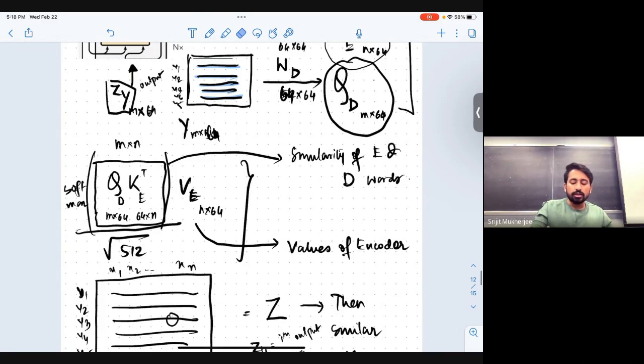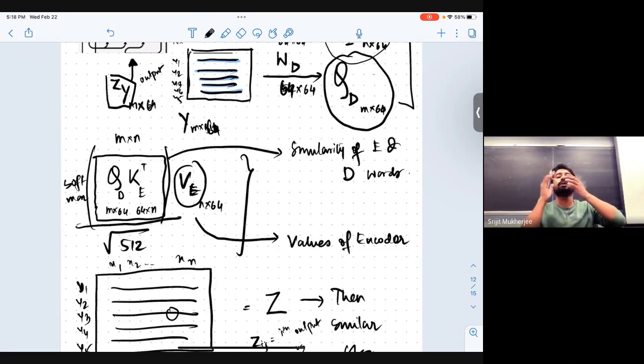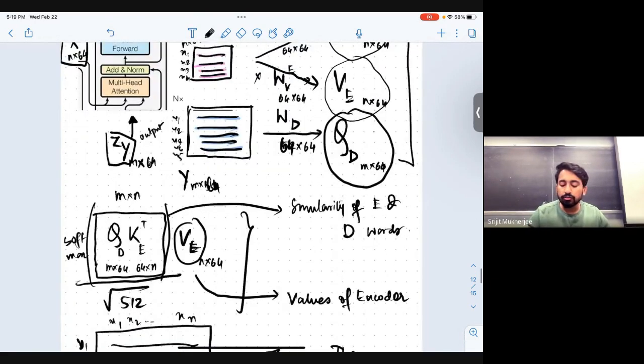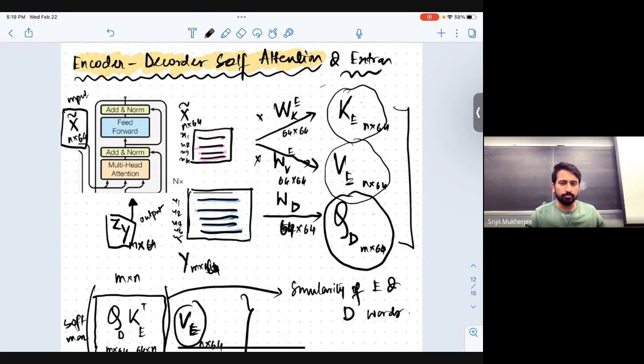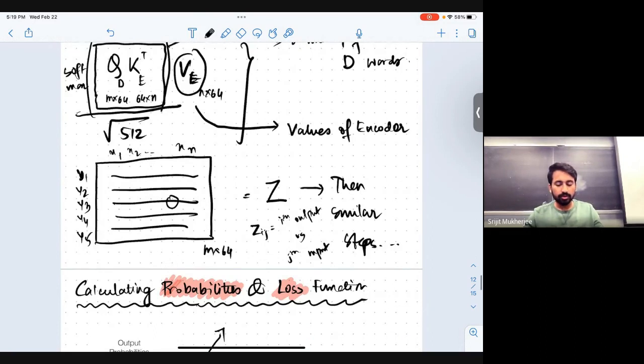This is M cross N, and Z is calculated by multiplying with the value vector. The value matrix should be N cross 64 to make the dimensions work. So it's QD KE transpose VE when you compare the encoder and decoder, and this gives the similarity matrix I have shared with you, and then Z. But remember, why not VD? Probably because of the structure of it mathematically. We learn the value of the encoder sequence, not the decoder sequence, because the output sequence's values have to be expressed in terms of the encoder sequence's values. That's how the relationship is learned, and that's the best part of it.